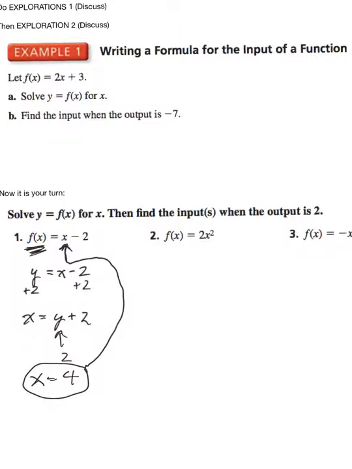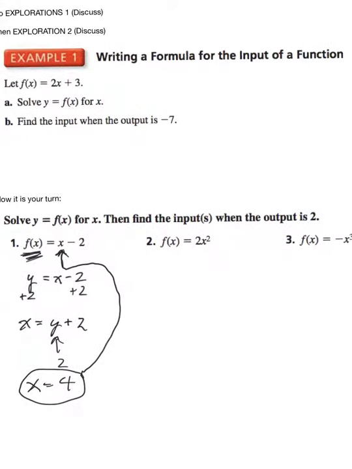Let's solve this for x squared. Again, what I'm going to do is replace the f of x with y equals 2x squared. Divide both sides by 2.